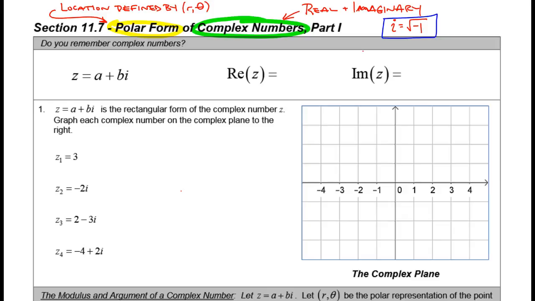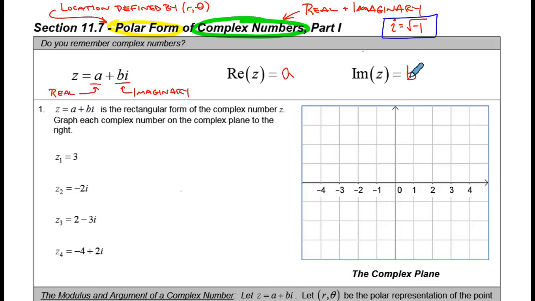So z equals a plus bi is a complex number. The a value is the real component, and then b times i is the imaginary component, and again i being the square root of -1. And what we're going to do now is define functions, a real function and an imaginary function, where the real component of z is equal to a and the imaginary component of z equals b.